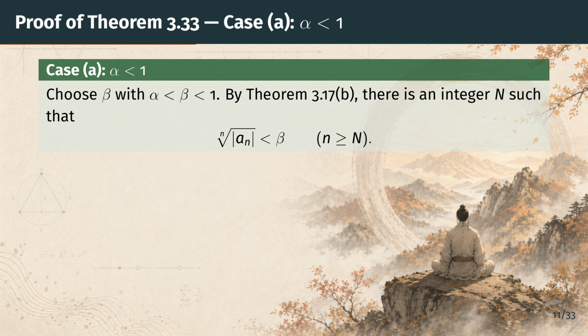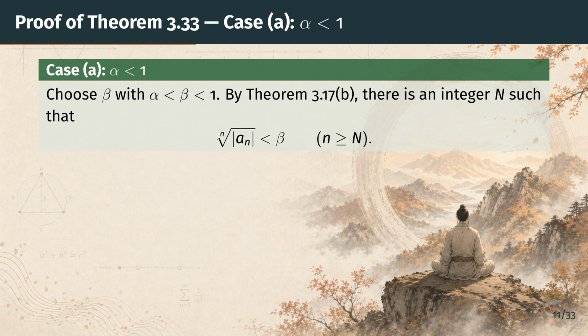We begin with alpha less than 1. Since alpha is strictly below 1, there is room to slip a number beta strictly between alpha and 1. Now recall theorem 3.17, part B. The upper limit alpha has the property that only finitely many terms of a sequence can exceed any number bigger than alpha. Since beta is bigger than alpha, this means that beyond some index N, every nth root of the absolute value of a sub n is less than beta.